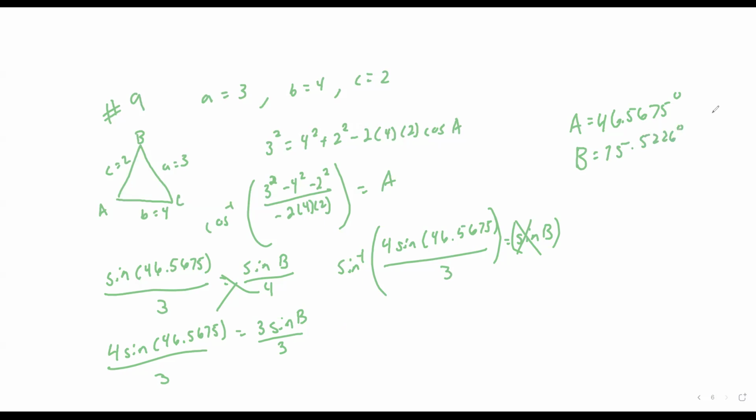All I gotta do is just add those two up. So I'm gonna take my two angles I found, the 46 plus the 75, and then I'll take 180 minus that answer, and I get approximately 57.9099. So hopefully that was pretty straightforward.